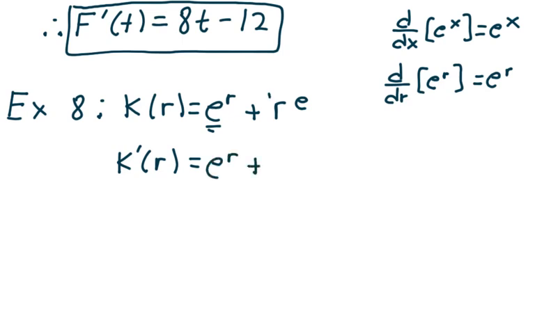Now, on this second term, we're applying the power rule. So I'm going to pull the e out in front, and I'm going to multiply by r raised to the e - 1. So the derivative is e^r + e times r^(e-1). And that right there is how you do example 8. Okay, so let's look at 2 more examples. We're going to look at example 9.